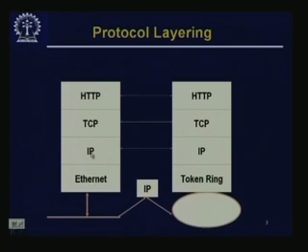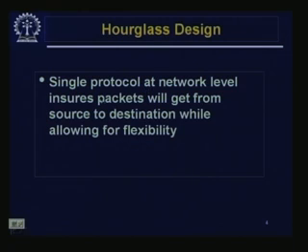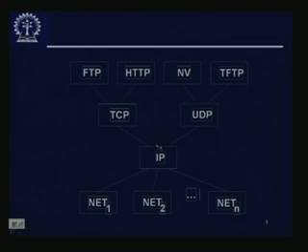But please note that below the IP there may be a multiplicity of different data link layer protocols, like Ethernet is one, token ring is another. They can communicate because of this integrating protocol IP, which is common to both. So, it is a single protocol at network level, which ensures packets will get from source to destination while allowing for flexibility. So, we have this so called hourglass design. We have FTP, HTTP, TFTP, etc., all these different application layer protocols at the top. Then we have the transport layer. There are two common protocols, TCP and UDP, but all of them integrate to one single network layer protocol, namely IP, and this IP may connect to different networks running different data link layer protocols.